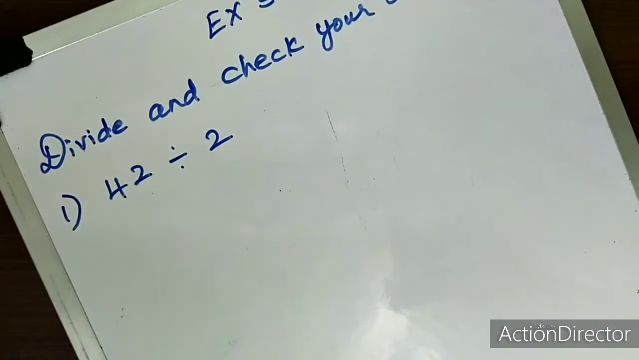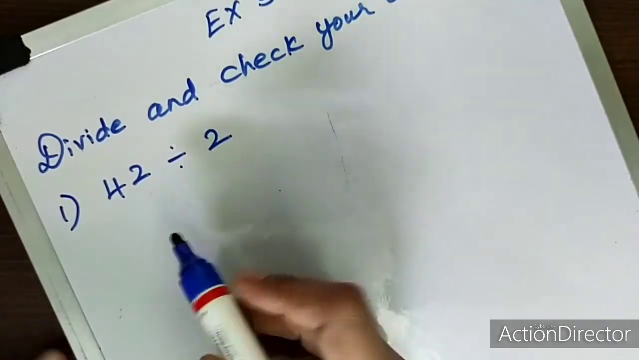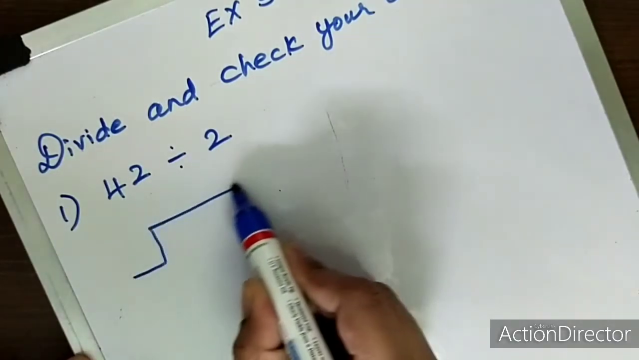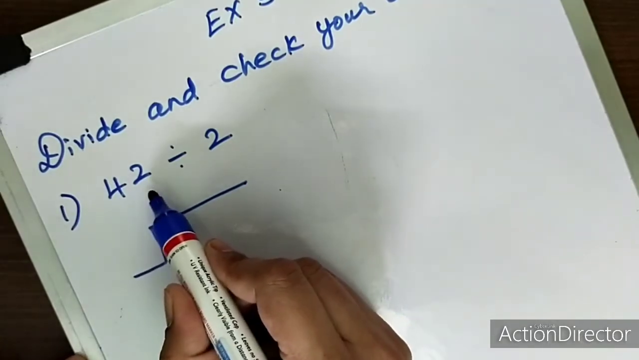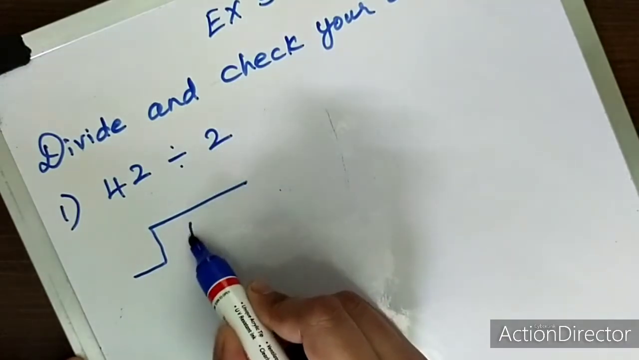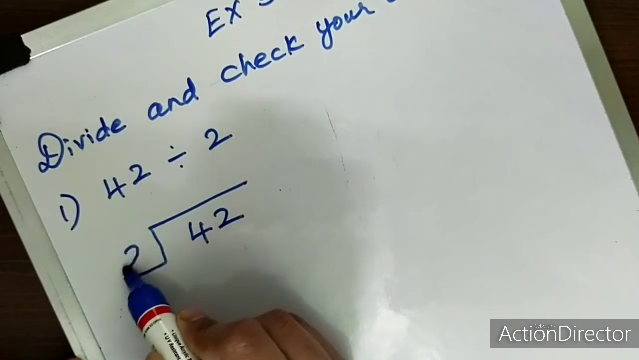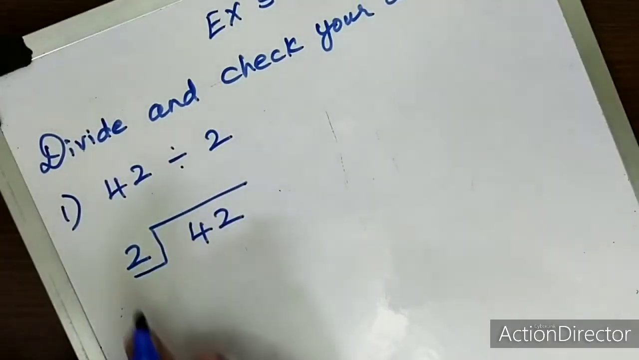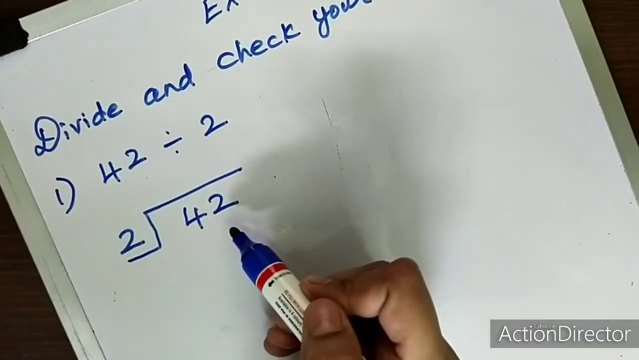You all know the two tables, and with the two tables you are going to do the division. What is the dividend here? The dividend is 42, and the divisor is 2. So 42, the dividend, should come inside, and 2, the divisor, should go outside. 42 will be a big number for you.